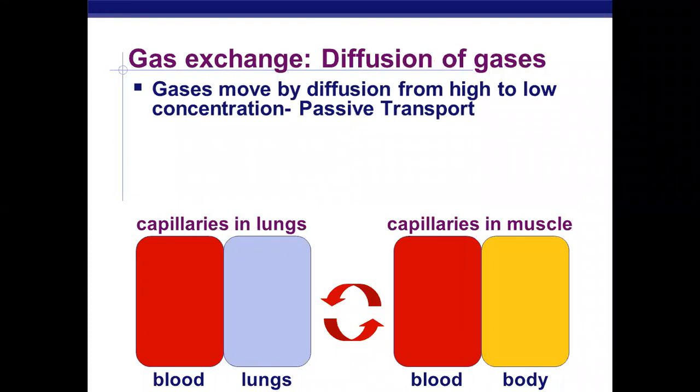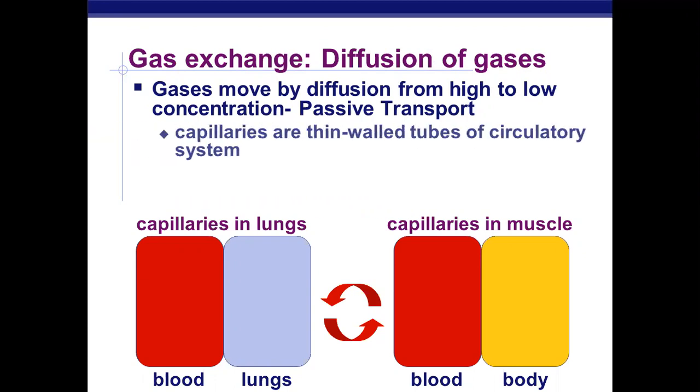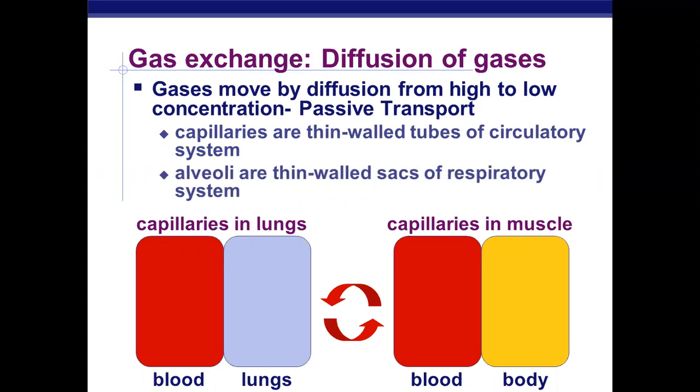Okay, so gases move by diffusion, which is transport from high to low concentrations. It's a type of passive transport. Capillaries are the thin-walled tubes of the circulatory system, and alveoli are the thin-walled sacs of the respiratory system. Because they're thin, they allow for the diffusion of the gases in and out. This is just an example. When oxygen goes down, the lungs make more oxygen go in, so it's like a feedback loop.